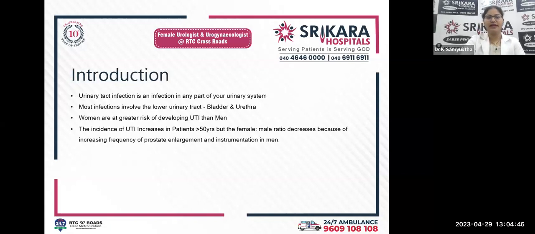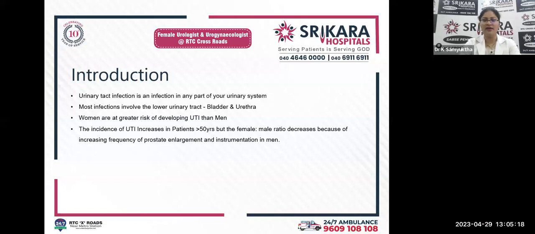So urinary tract infection, as the name says, is infection in any part of the urinary system, be it in the kidney or the ureter or the bladder. Generally, infections of the lower tract, that is the bladder and the urethra, are called cystitis, and these are much more common when compared to infections of the kidney or the ureter. And in general, when you take the census into account, women are at greater risk of developing UTIs when compared to males.